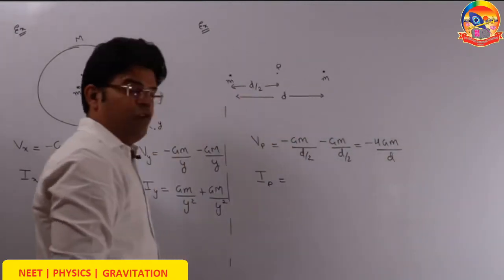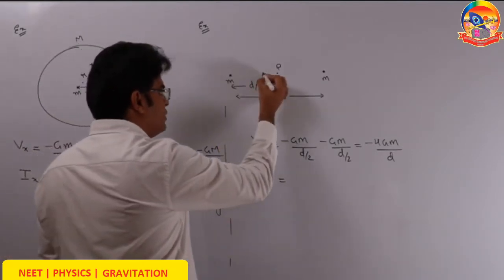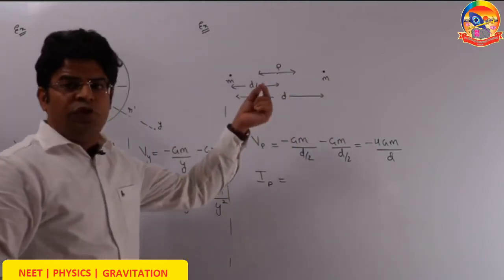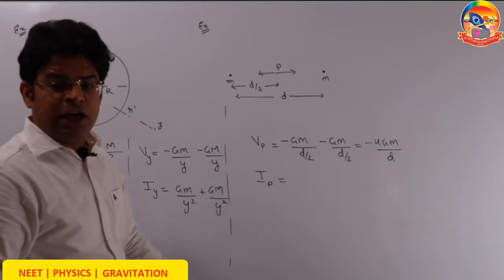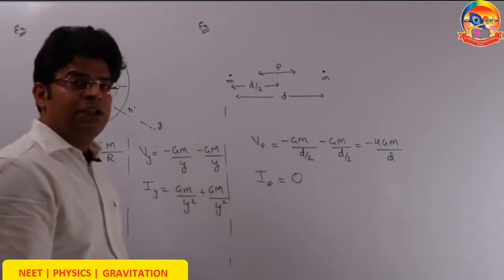Now what about the field? Field is a vector quantity. The field produced by this mass will be towards itself. The field produced by that mass will be towards itself. And these two fields will have equal magnitude in opposite directions. So they will cancel out each other and the net field at point P comes out to be 0.